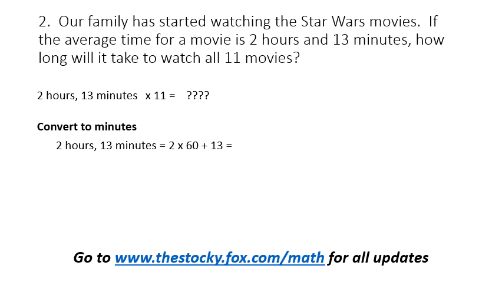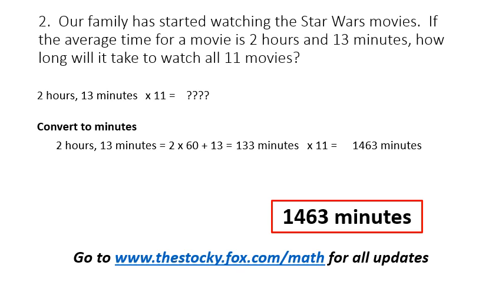So 2 hours and 13 minutes is how many minutes? It's 2 hours times 60 minutes per hour, 2 times 60 plus 13. So that 2 hour and 13 minute movie is 133 minutes. Now the problem becomes easy. Now you can take that 133 minutes, multiply by 11, and you get 1,463 minutes. And that's your answer.